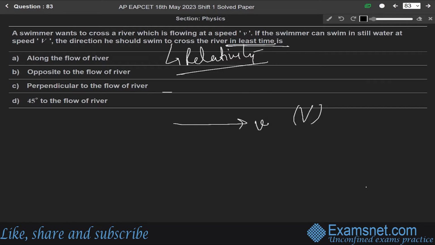Okay, so if he has to cross the river in the least time, the swimmer should swim perpendicular to the flow of the river. Okay, so among these four options, option C, that is perpendicular to the flow of the river, is the correct answer. Okay.